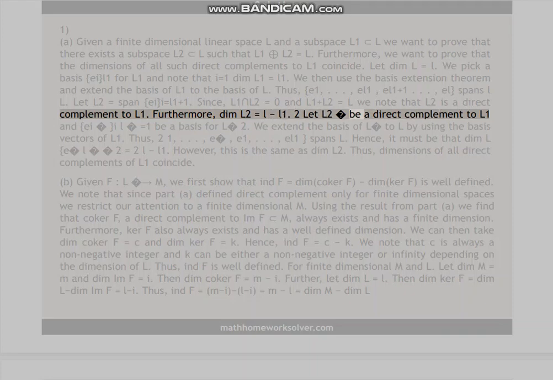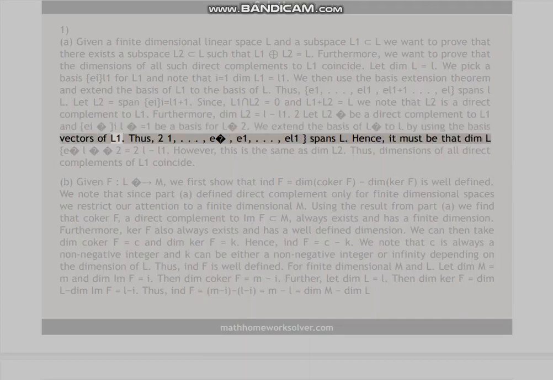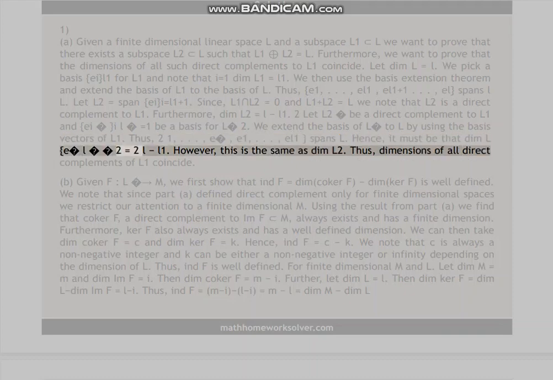2. Let L2 be a direct complement to L1 and ei, i equals 1 to k, be a basis for L2. We extend the basis of L2 to L by using the basis vectors of L1. Thus the combined set spans L. Hence, it must be that dim L2 is equal to l minus l1. However, this is the same as dim L2 found above. Thus, the dimensions of all direct complements of L1 coincide.